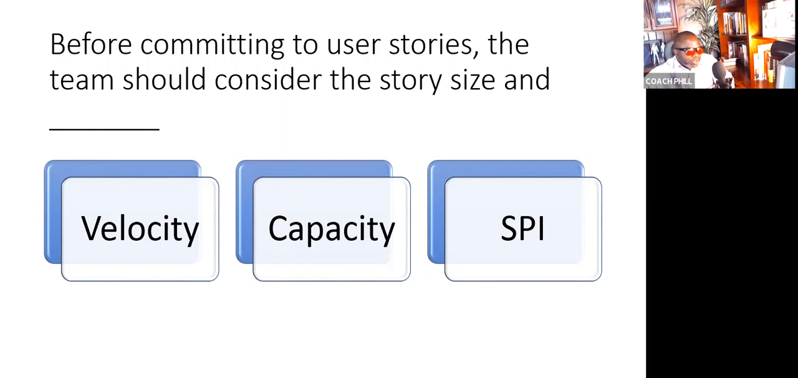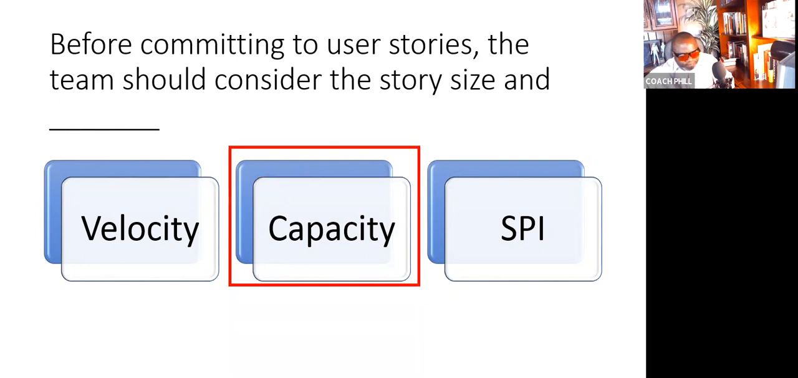3, 2, and 1. The answer is capacity. You should consider capacity, not velocity. Your velocity is contingent on your capacity after all, right? So the thing to consider when you're taking on a story is, am I available? Is the team available? How available is the team?